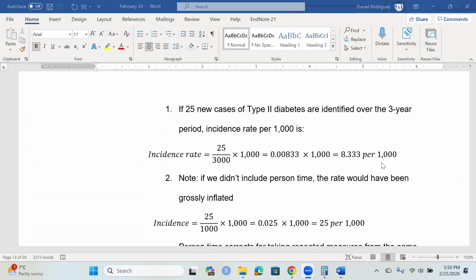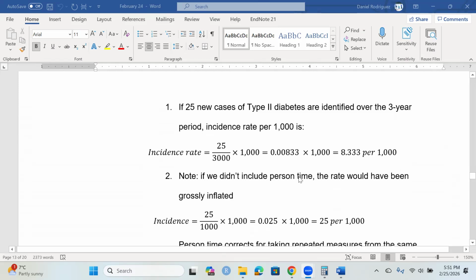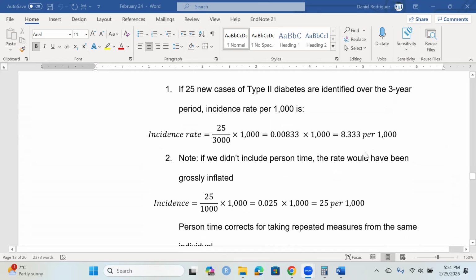Per 10,000. It just makes it look more profound, good for communication, and whatever your intent is. So here in our case, the incidence rate is 25 divided by 3,000 times 1,000, and we get 8.33 per 1,000. That's basically 25 divided by 3. An alternative would be to calculate your rate and then divide it by the number of times an individual is measured. So you divide by 3 and we get the same thing before we multiply it by 1,000.